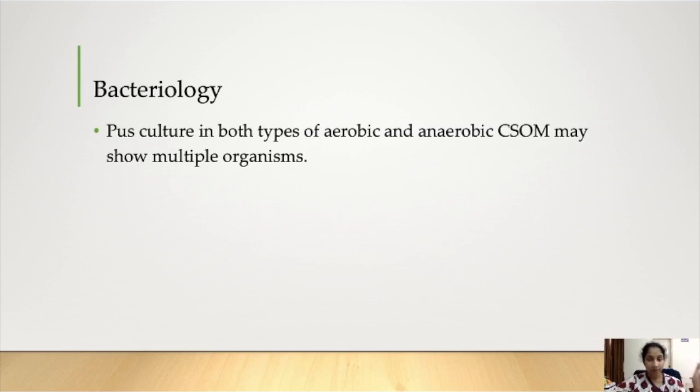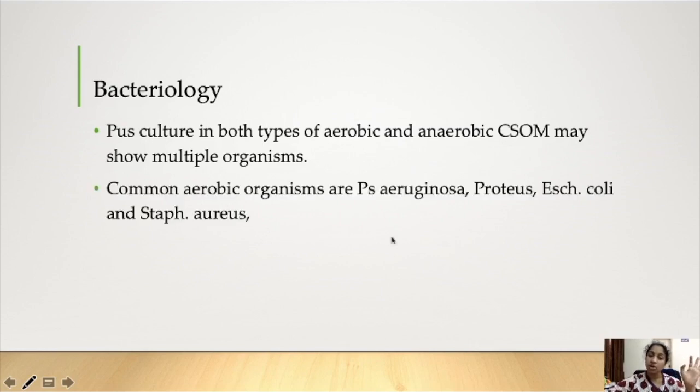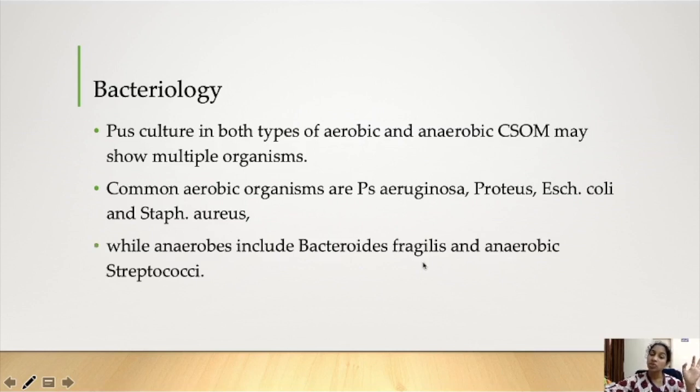Next comes the bacteriology. Bacterial pus culture in both types, aerobic and anaerobic CSOM, may show multiple organisms. Common aerobic organisms are Pseudomonas aeruginosa, Proteus, E. coli, and Staphylococcus aureus. And anaerobic bacteria are Bacteroides fragilis and anaerobic streptococci. So these are the bacteria which will cause CSOM. So aerobic and anaerobic bacteria are involved in CSOM.